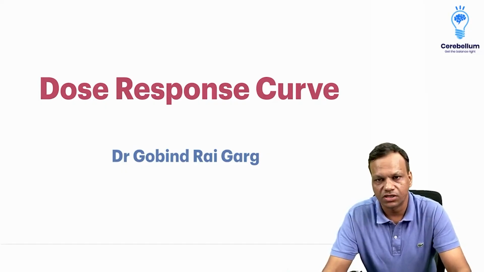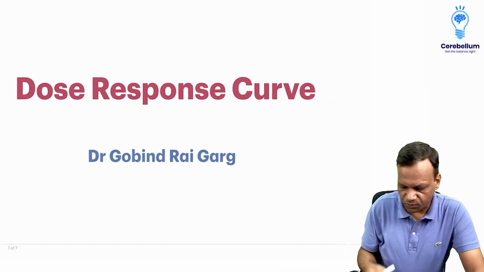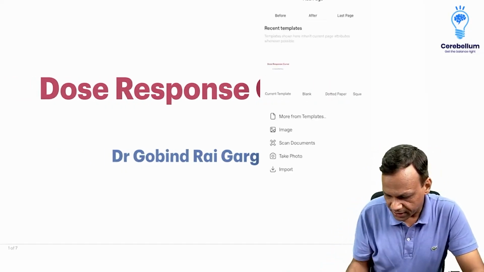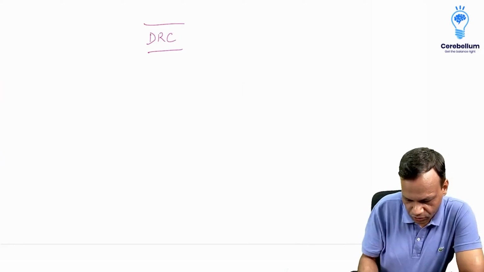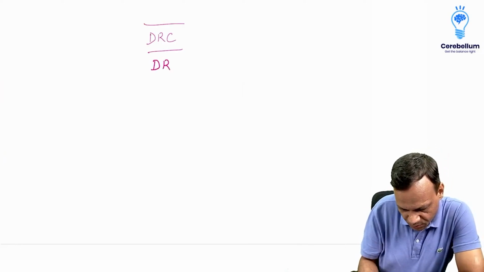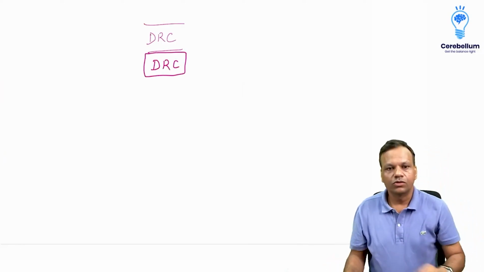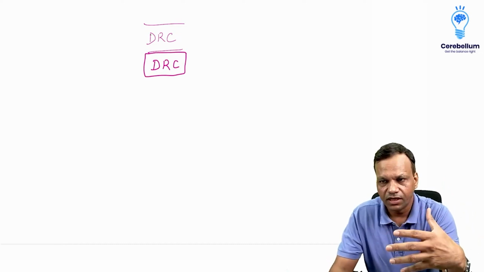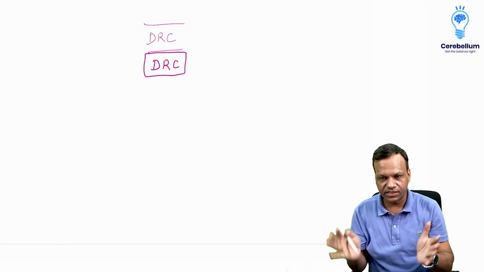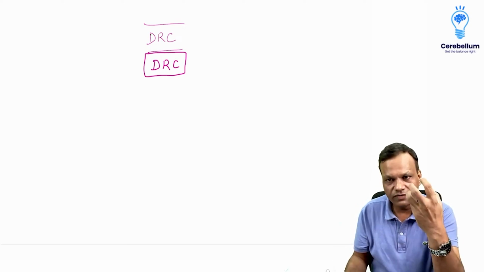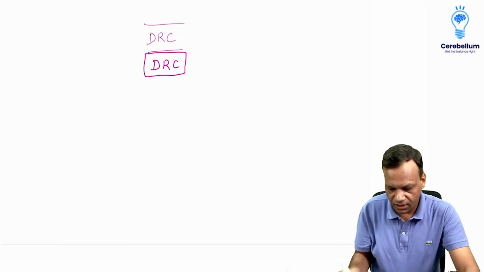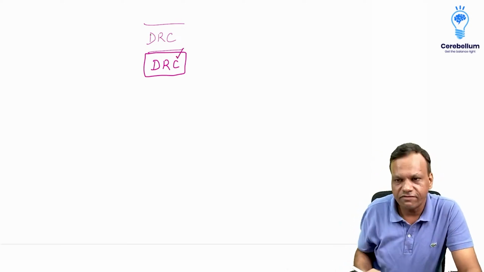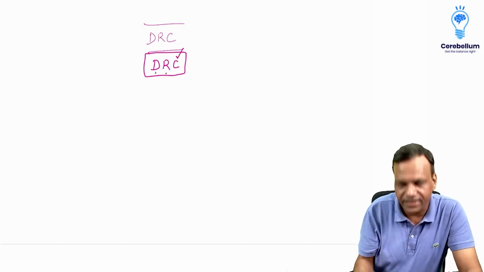Dose response curve. As the name tells, it is a curve. So we were discussing the dose response curve. What is a curve? I'm not talking about a 36, 24, 36 curve. Curve in pharmacology means graph. So it is a graph between dose and response.